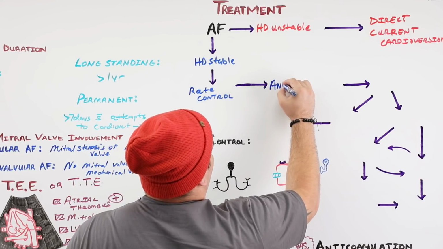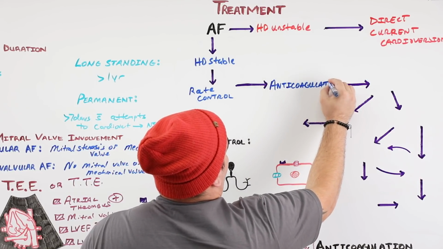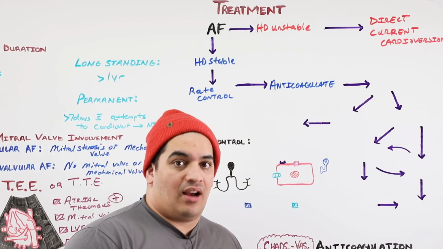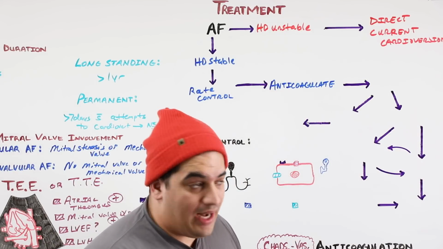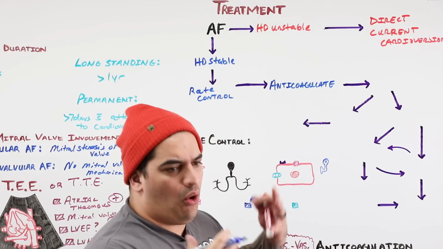So the second decision is, do I anticoagulate the patient? Okay? And usually if they're getting admitted, you start with something like unfractionated heparin or low molecular weight heparin, and if they're going outpatient, you can generally do something like oral anticoagulants.